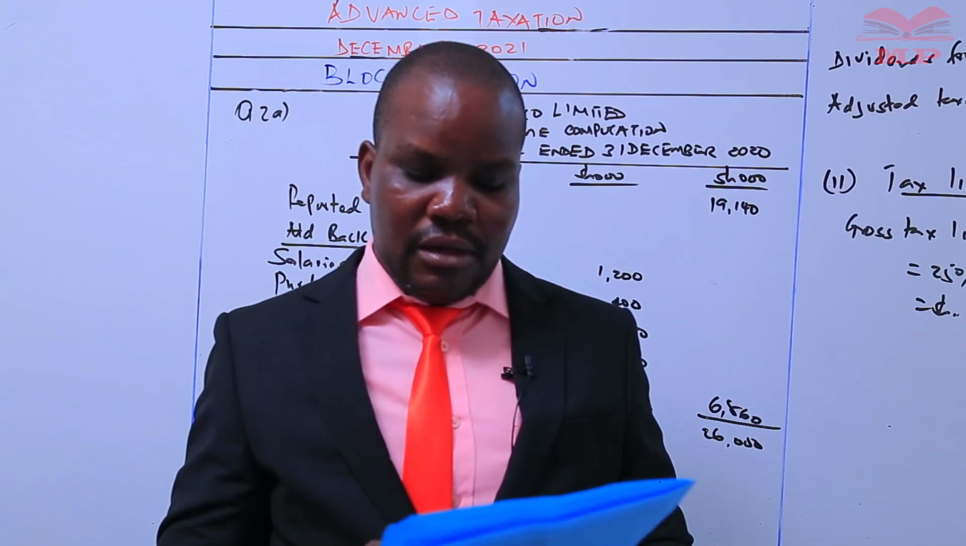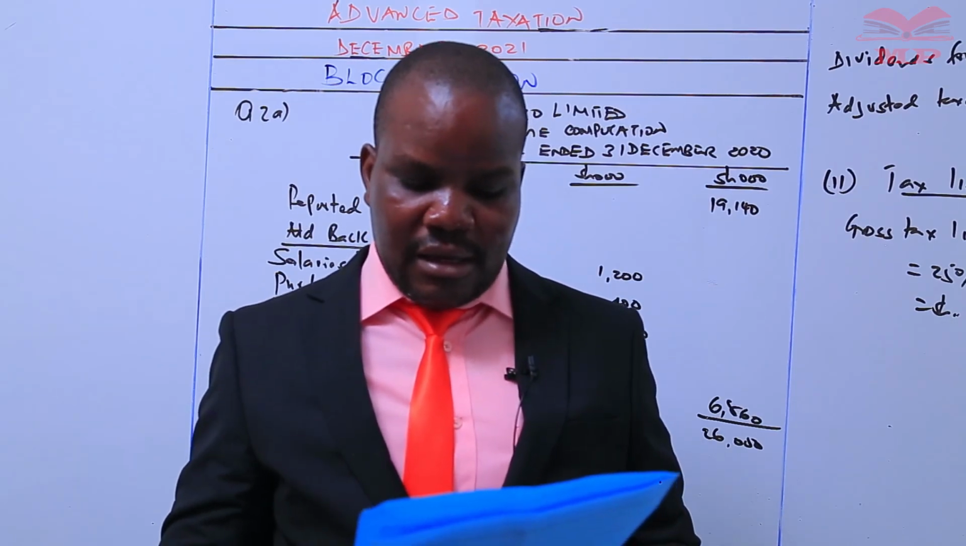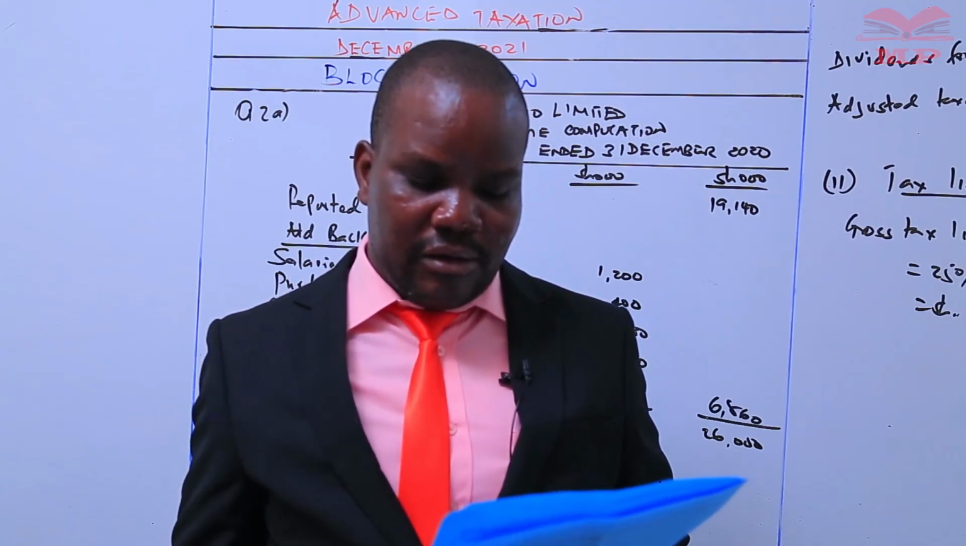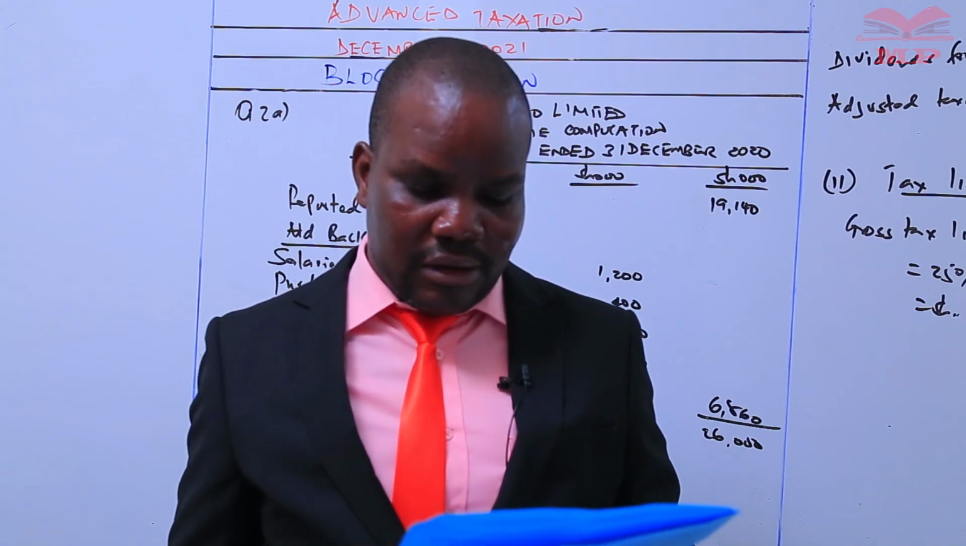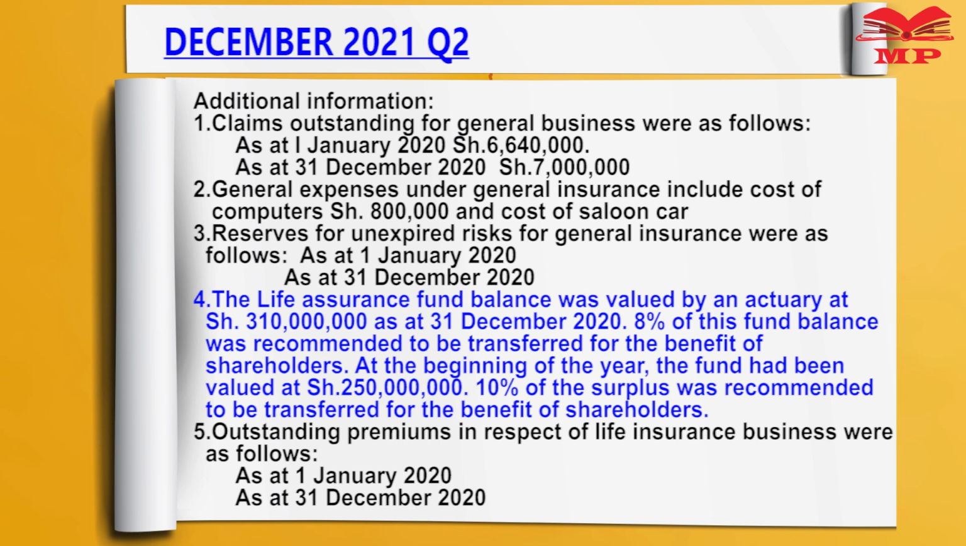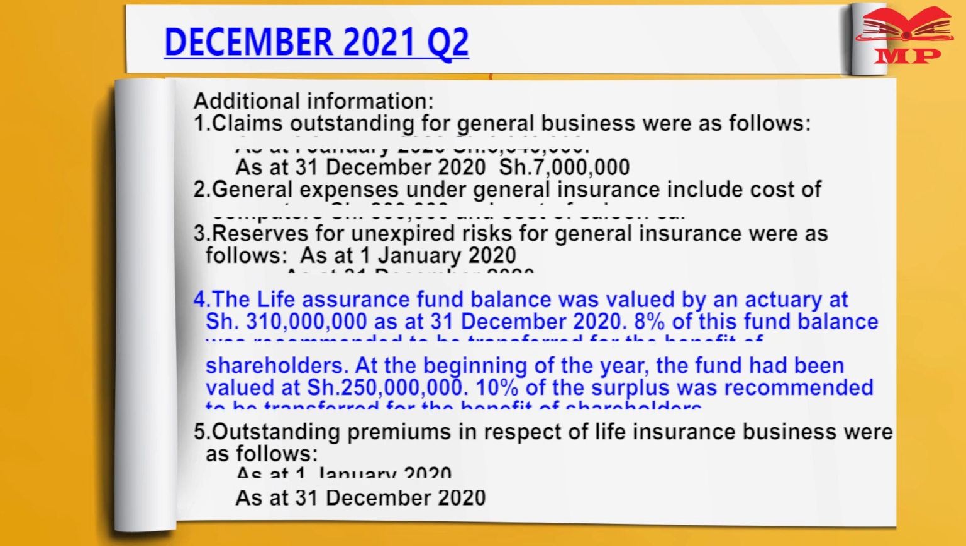So what we shall do is to adjust the reserve for unexpired risk, and then we shall determine the taxable amount for the year or the allowable expense for the year. We shall do that as a working. Note 4. The life insurance fund balance was valued by an actuary at 310 million shillings as at 31st December 2020. 8% of this fund balance was recommended to be transferred for the benefit of the shareholders. At the beginning of the year, the fund had been valued at 250 million shillings. 10% of the surplus was recommended to be transferred for the benefit of shareholders.